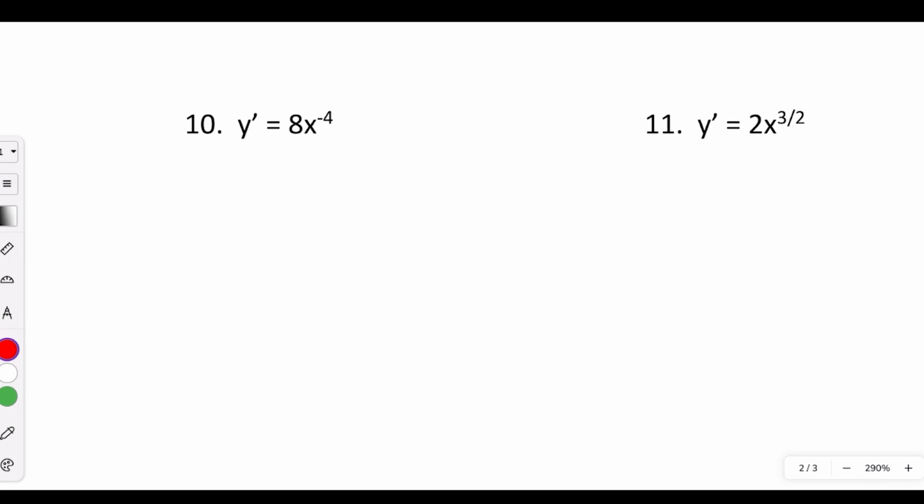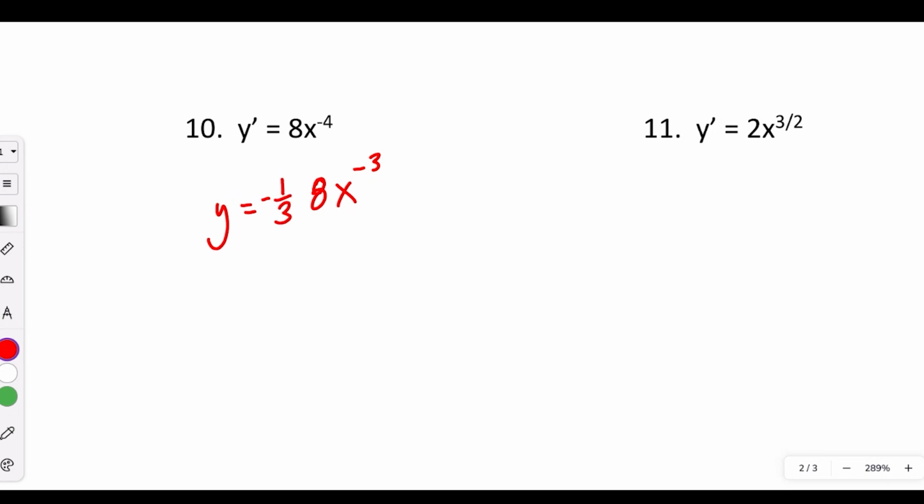So what's negative 4 plus 1? Negative 3. Okay, so I'm going to start with the 8. I'm going to increment that by 1. And then in order for the derivative to have a coefficient of 8, when I bring down that negative 3, I've got to cancel it out, right? I just want the 8. So I've got to multiply this by whatever the reciprocal of this exponent is. So what's the reciprocal of negative 3? 1 over negative 3. Negative 1/3.